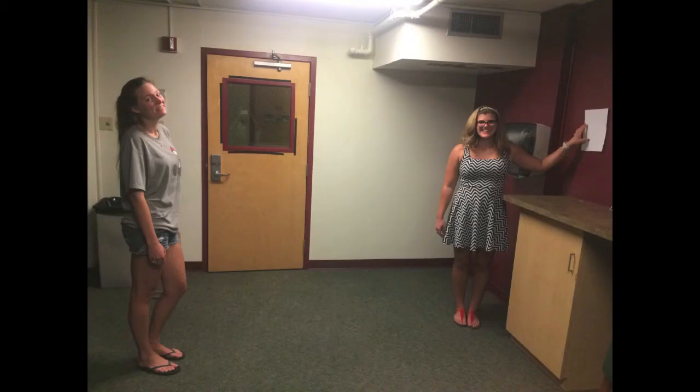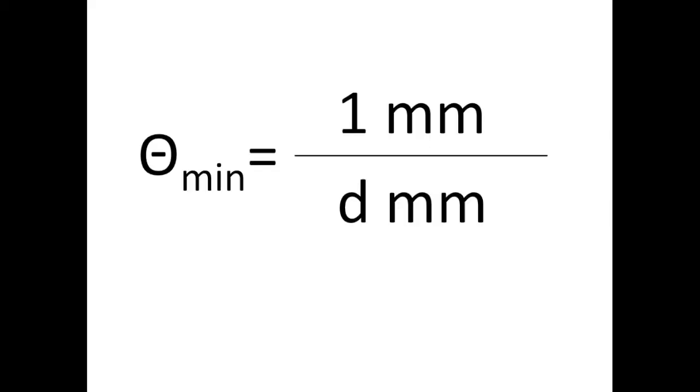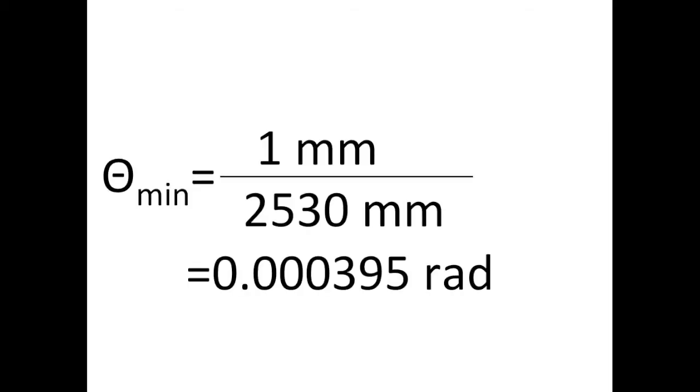Then we started across the room and walked closer until the 2 points were barely resolved. At this point, we stopped and measured the distance from the observer to the points. This distance was 253 centimeters. Taking the original equation, we measured the minimum angle by dividing 1 millimeter, the distance between the points, by the distance between the observer and the points in millimeters. Since the distance was 253 centimeters, the minimum angle was 3.95 times 10 to the negative 4 radians.